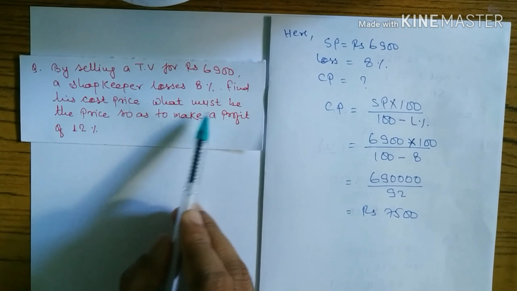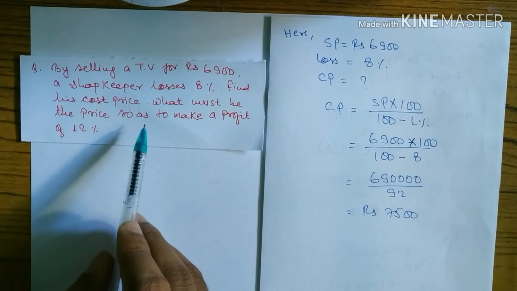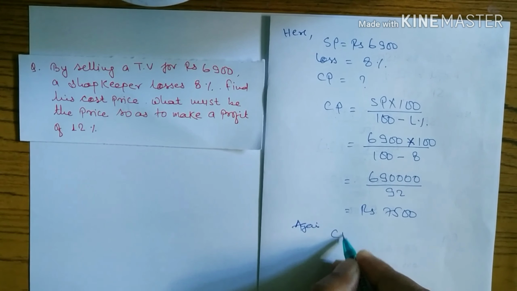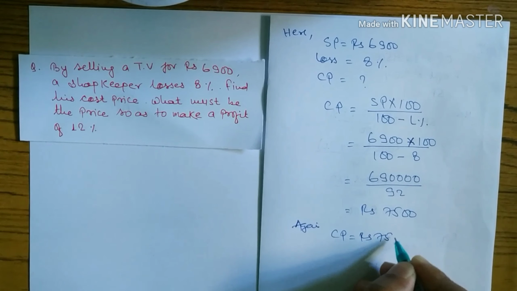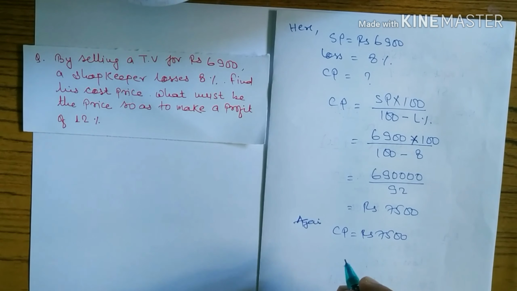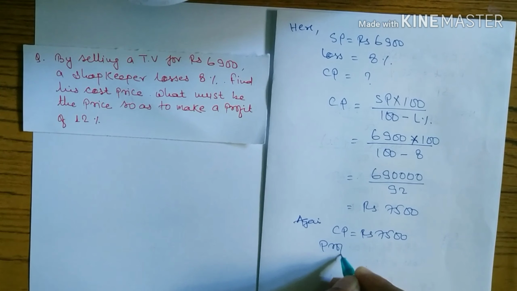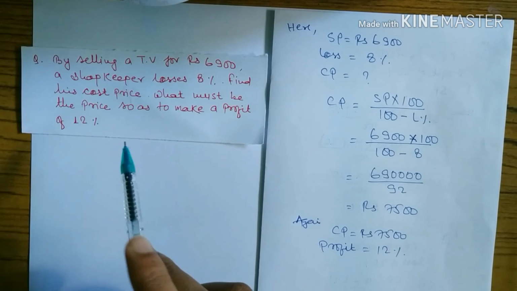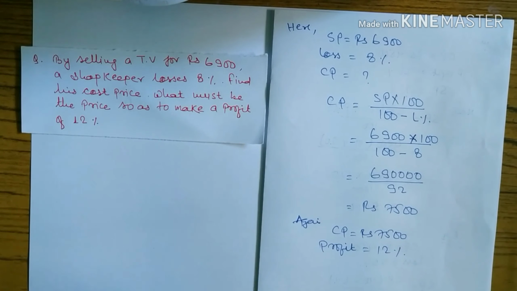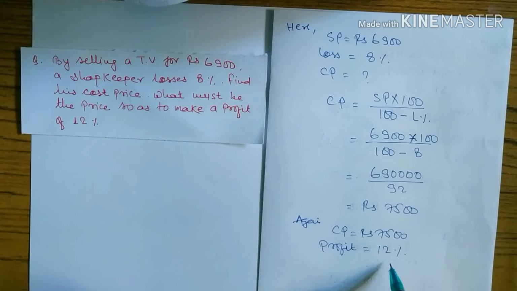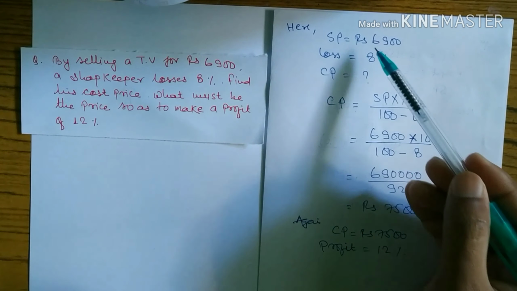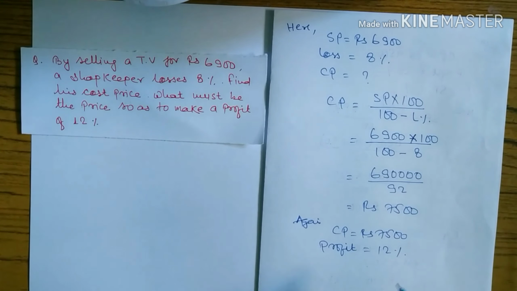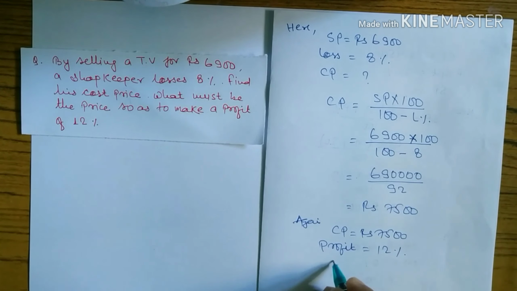Again look here. What must be the price so as to make a profit of 12%? To make a 12% profit, the cost price is always the same, 7,500. The purchasing price is always the same, and here to get profit, how much? 12%. At what price does he have to sell to get a 12% profit? If he sells at rupees 6,900, he gets an 8% loss. But at what price does he have to sell to get a 12% profit? So we have to find out SP.